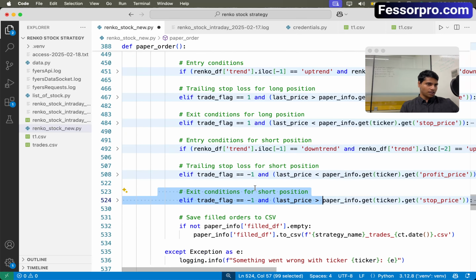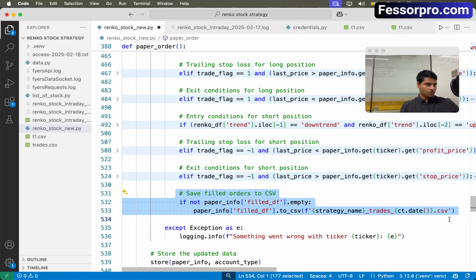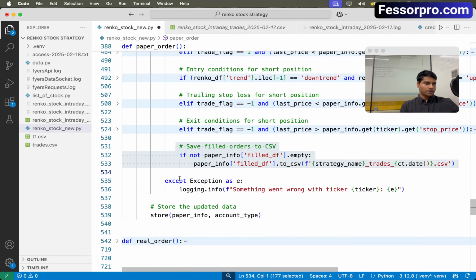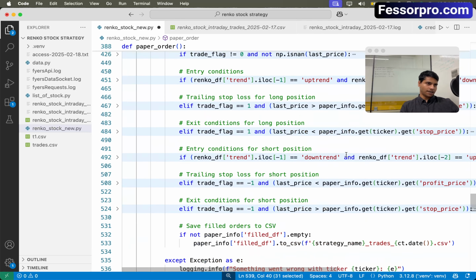After checking all the things, I'm going to save the data to my CSV file. So you can see it will create a file like this where you'll see all the trades, right? And after doing this, I'll simply update my pickle file. So this store function will update the pickle file. That is what this entire function is doing.